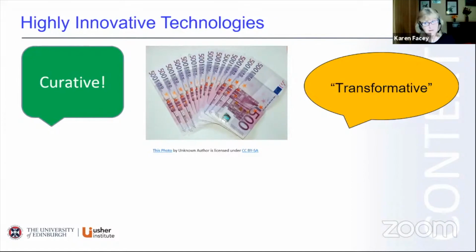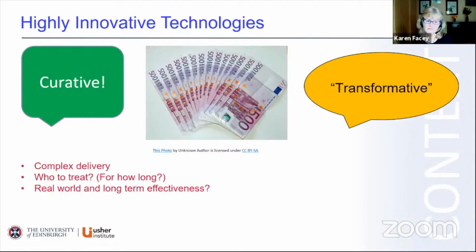But from a payer point of view, these come at quite a cost. They're complex interventions. So we have a difficult decision to make to determine their value. There is a complex delivery, as Etienne was describing with the CAR T-cell therapies. But we also need to think about, we've got limited resources. We need to use those resources most wisely. Who do we treat? And for some treatments, how long do we treat?